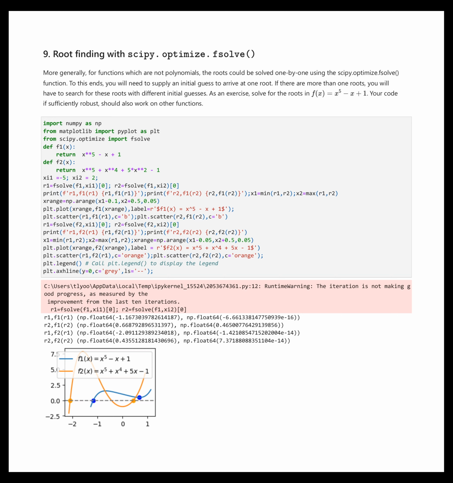Typically, fsolve finds one root at a time, usually the one closest to your initial guess. If a function has multiple roots, you will need to try different initial guesses to find them. The code here demonstrates this by defining two different functions, f1 of x and f2 of x. For each function, it calls fsolve twice, with different initial guesses, x0_1 and x0_2, attempting to find roots. The results, along with the function values at these points, are printed, and both functions and their found roots are plotted.